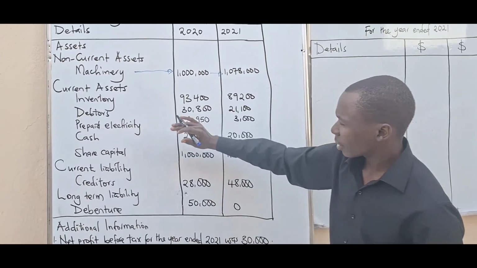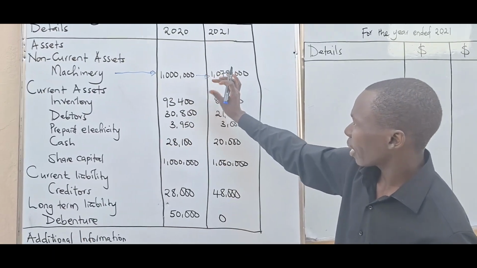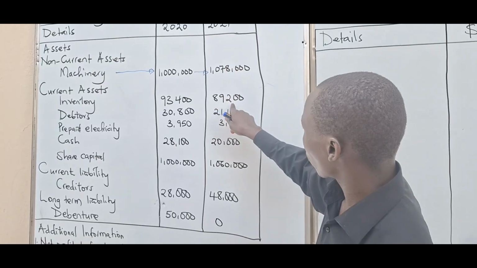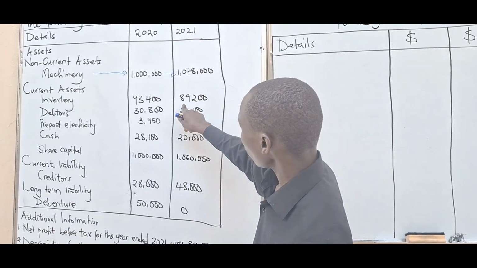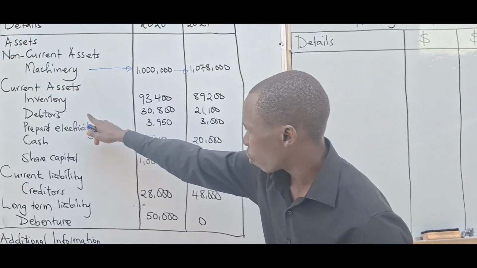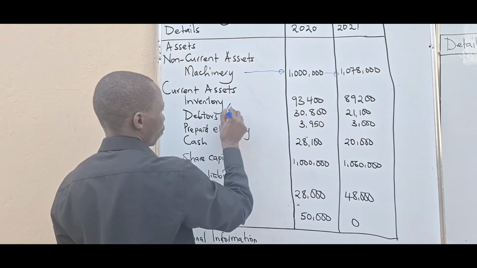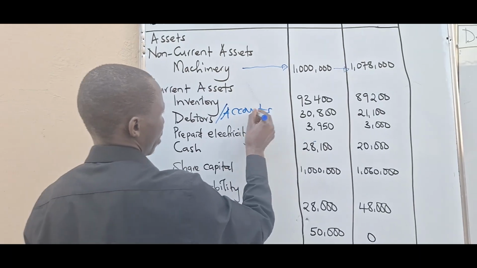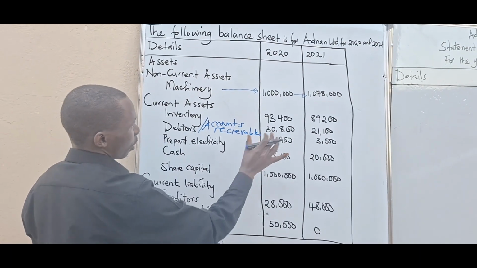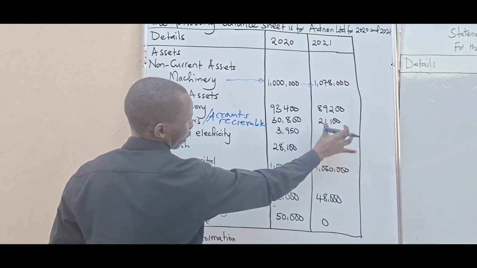Then we have current assets. Still under current assets, we have inventory. And you are seeing here, under 2020, it was 93,400. But when we went to 2021, it had reduced to 89,200. Then we have debtors here, these accounts receivables. Someone may give you accounts receivables and you may get confused. Accounts receivable in 2020 was 30,800. Then in 2021 it is reducing.